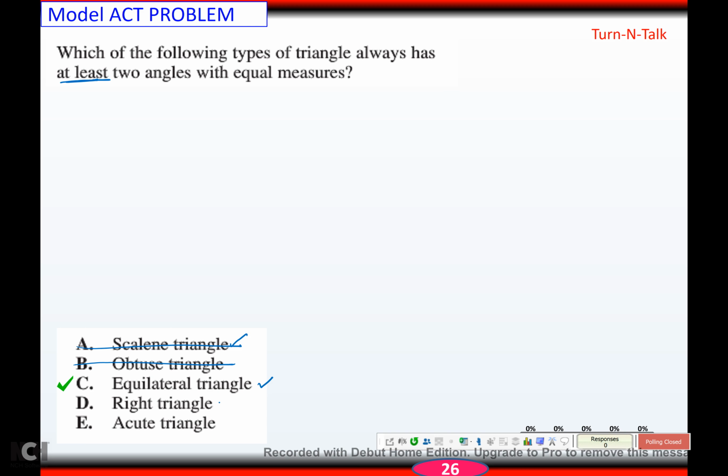A right triangle just means it has a 90-degree angle. It doesn't guarantee the other two are equivalent. And an acute triangle, that just means all angles are less than 90. That doesn't necessarily mean that any of them are equal. So it's got to be C.